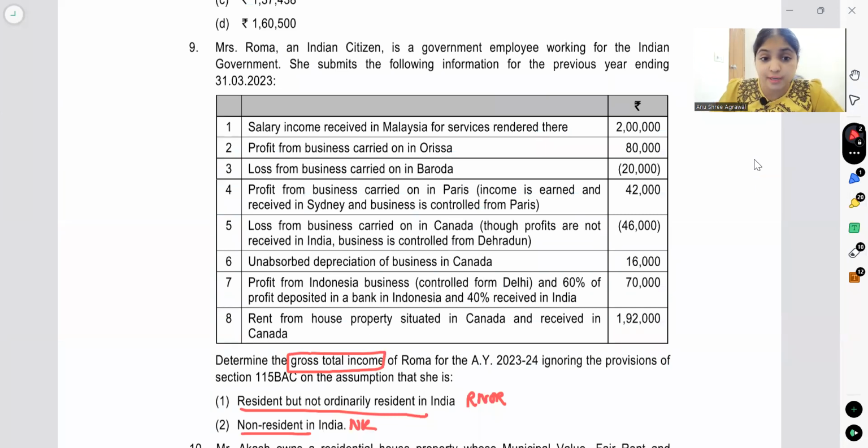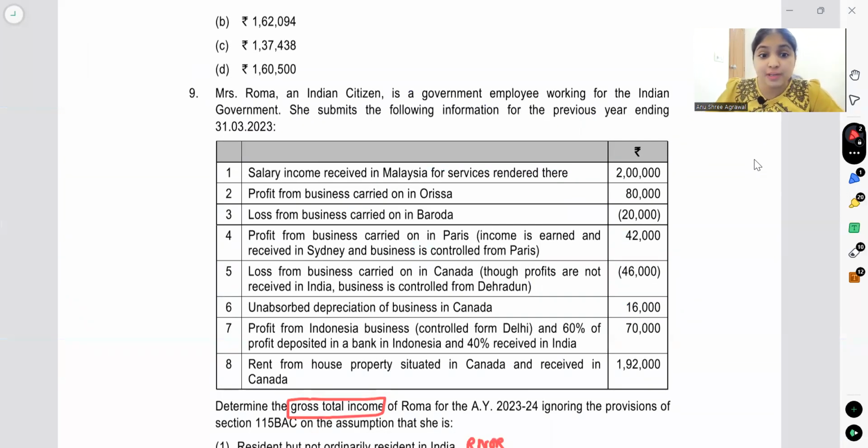So the first point, salary income received in Malaysia for services rendered there. Now, all my conditions are fulfilled. My assessee is an Indian citizen. He is working for the government of India. He is rendering services outside India. Even though he's rendering services outside India, tell me, where will the salary income accrue? The salary income will accrue in India, right, guys? Why? Because all three conditions are met, the exception is applicable, right?